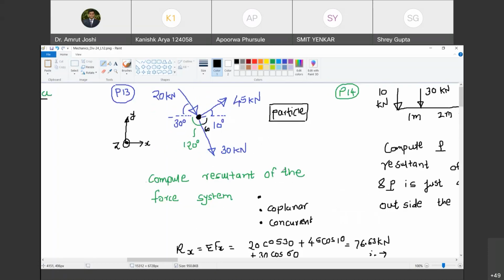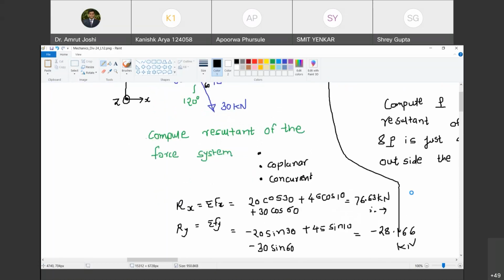Happy? Yes, sir. Okay. So as I promised, we have covered two force systems and their resultants. One is concurrent and coplanar. Another is coplanar but non-concurrent. Are you with me? Yes, sir. Now, problem number 14 is a special case of a non-concurrent force system. We will deal with that in the next class.